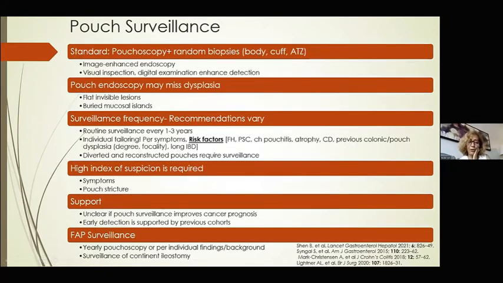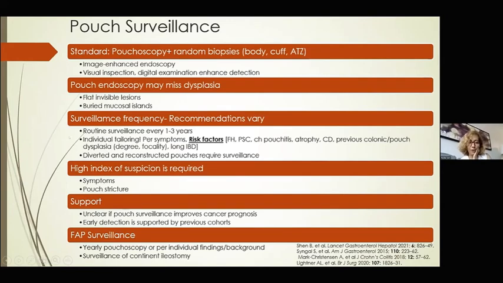As for pouch surveillance, briefly, this is mentioned in detail in the consortium report. The standard test is pouchoscopy with random biopsies, three from each side. Image-enhanced endoscopy is encouraged. And due to the flat lesions, the endoscopy really has to be very focused. We cannot really handle the buried mucosal islands. Maybe mucosal jumbo biopsies may aid in that.